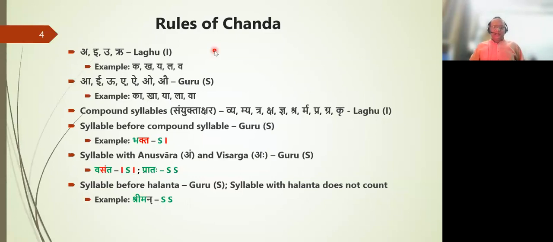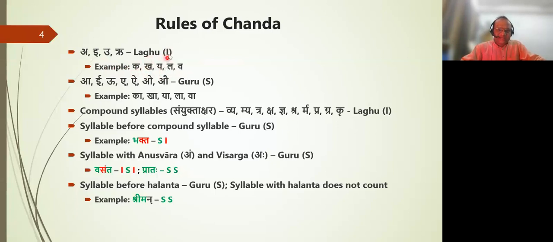The rules about Chanda are, there are 6 major rules. I have identified 6 major rules for you to remember. For example, as I mentioned, a, e, u, ri. These are known as laghu. Laghu means short sounds. Now, when we add to these short sounds, these are actually vowels, or in Hindi we call them swar. In these vowels or swar, when we add consonants, in Hindi we call consonants vyanjan. So when we add vyanjan to them, they become laghu sound. Like for example, ka, kha, ya, la, va. So all these are having laghu.